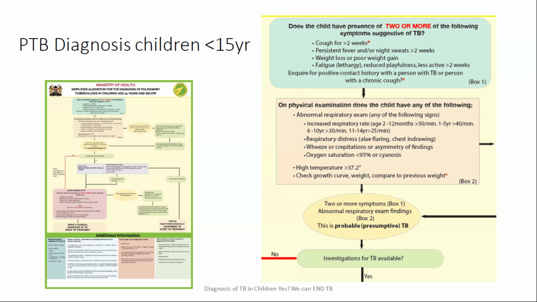So if we go through that slide, it says, does the child have presence of any 2 or more of the following symptoms which are suggestive of TB? So cough, which we say 2 weeks, but really any duration, because this was a child who had history of contact, persistent fever or night sweats, weight loss or poor weight gain, meaning you'd need to look at that child's growth chart and see which centile is this child starting on at birth. Are they continuing to grow along the same centile? What is that growth curve looking like?